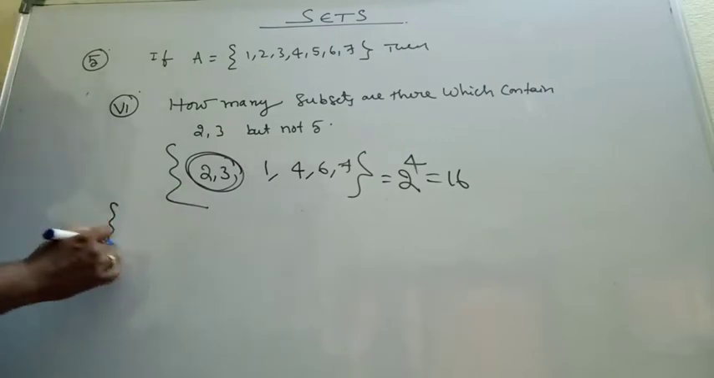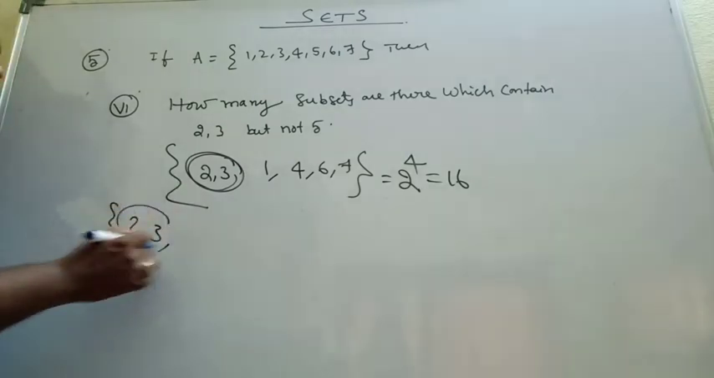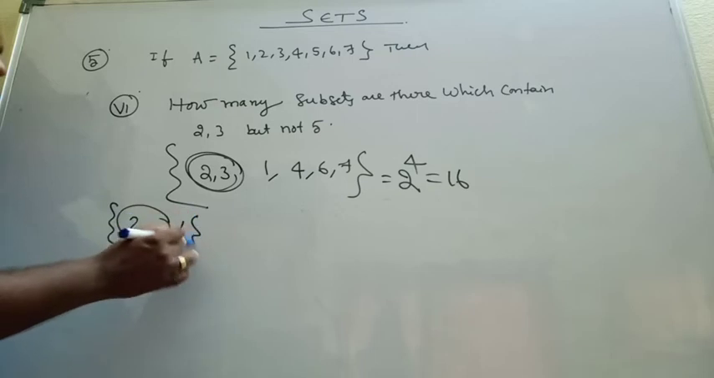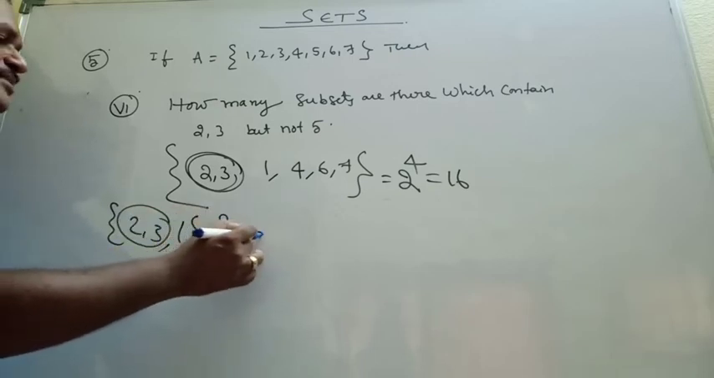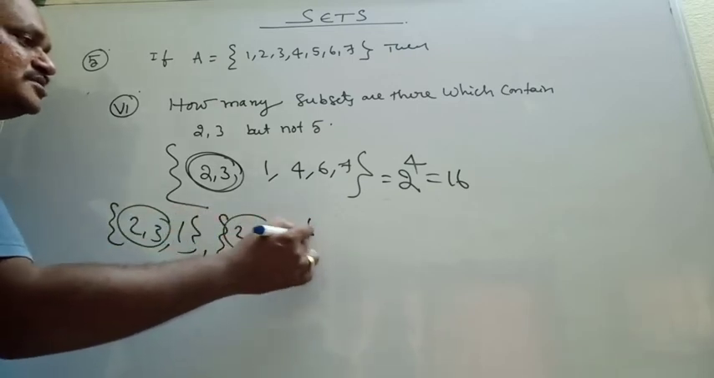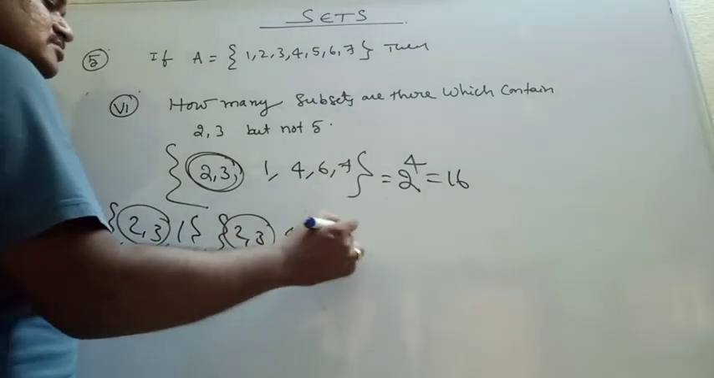That means I will show you 2, 3 is 1. Okay, this is 1. Already I am attaching 1. This is one subset. Next 2, 3 is there. Okay, with 4. This is one subset.